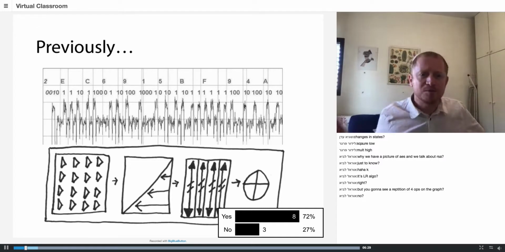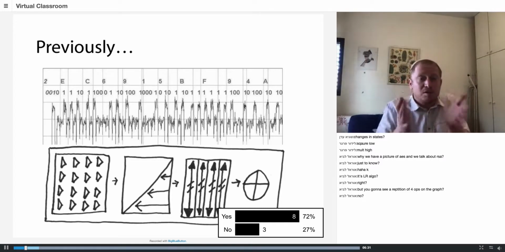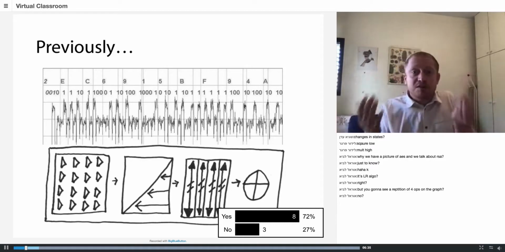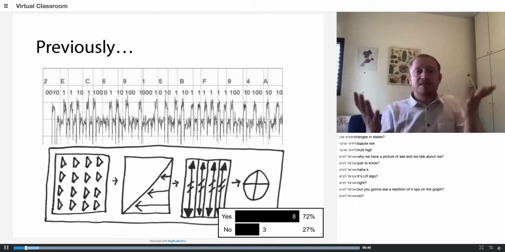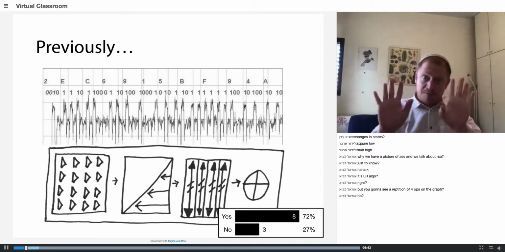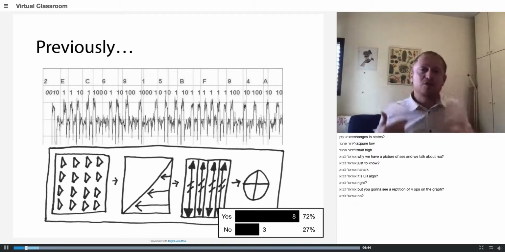I'm missing you. Yes, Oren, I'm going to see a repetition of the operations on the graph. Great. By Kerckhoffs's principle, I know that it's an AES encryption. So I see these operations repeated, but it doesn't help me anything right now. Okay, so let's try to develop this a little bit.